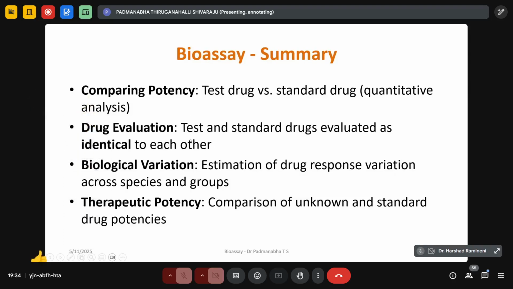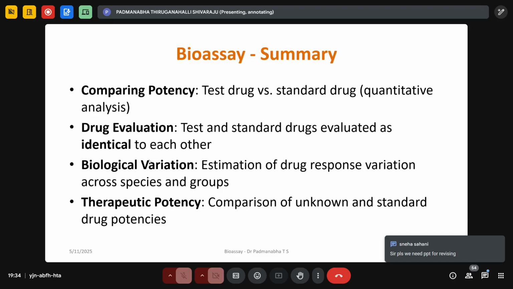So you are using this bioassay for drug evaluation, for testing, as well as in comparison with the standard drug. You need to evaluate the test or the unknown compound. So for evaluation of the test compound, we are utilizing the bioassay in comparison with the standard drug. And also make sure that there exists a biological variation. From species to species, the drug response may vary. Even if you are choosing the same species, it may react with variable responses.